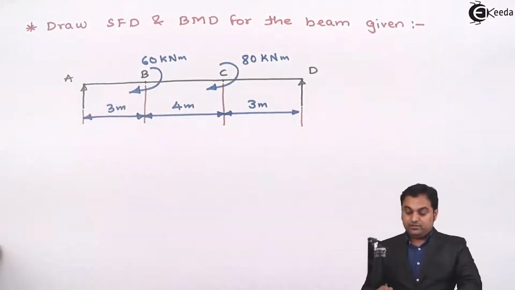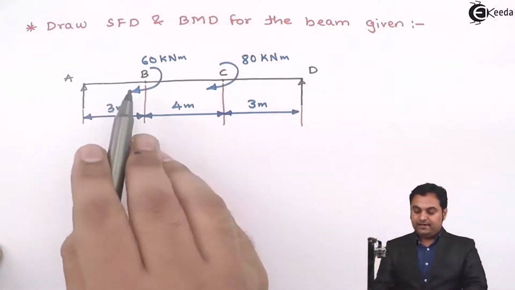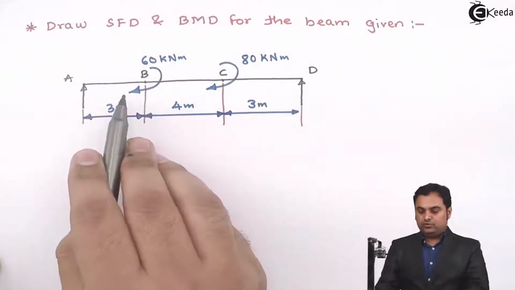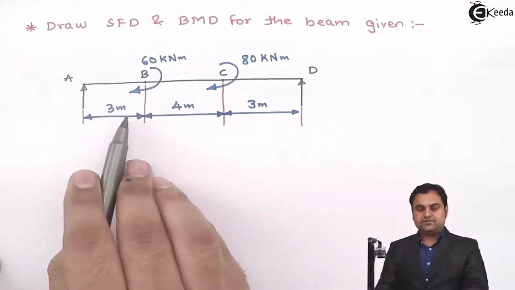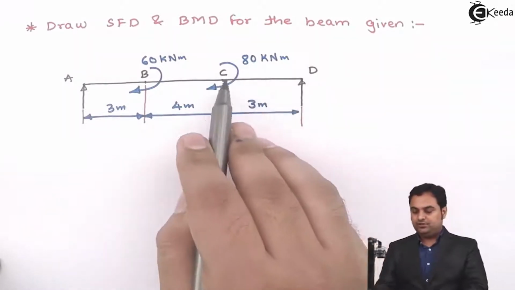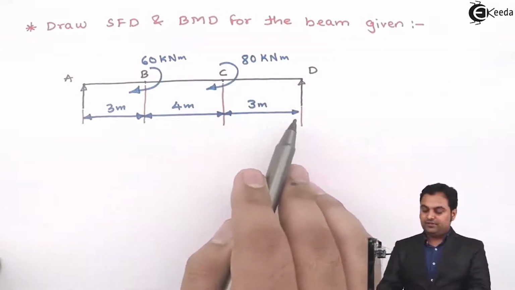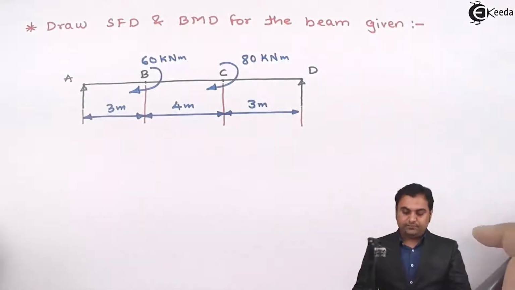Now, if we see here, this beam is simply supported at A and D. Then at B, there is a couple acting whose value is 60 kN meter, located at 3 meter distance from A. Next, at C, there is a couple of 80 kN meter, located at 3 meter distance from D. Now, for such a beam, we have to draw SFD and BMD.